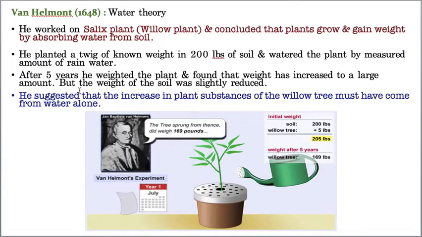Initially when he started growing this Salix plant it was 5 lbs, and after 5 years when he weighed that plant, he got 169 lbs, and the soil was 200 lbs before and also 200 lbs only after 5 years. That means from 5 lbs to 169 lbs, that much mass it has grown, due to the water. This is the conclusion given by Helmont. So this is one of the important contributions given by Helmont.